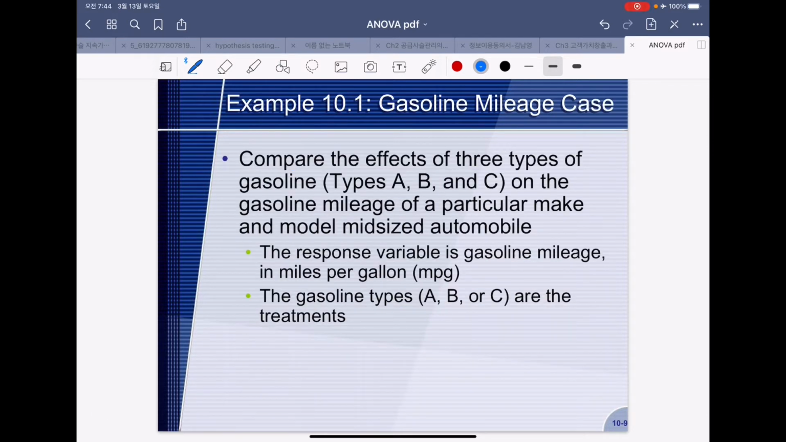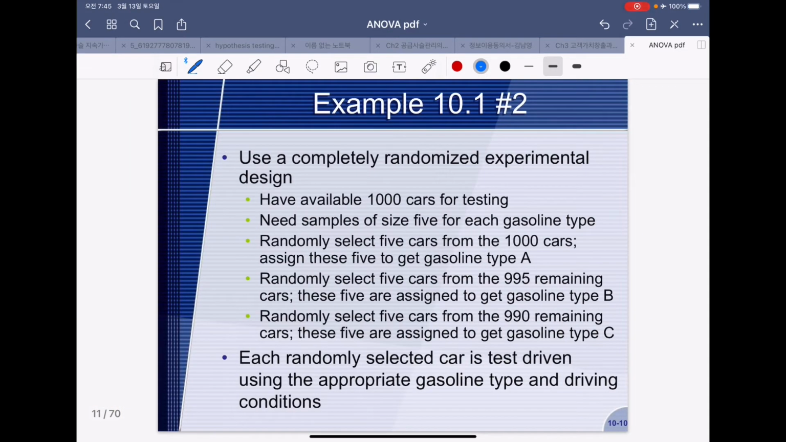So let's do an example here. This is about gasoline mileage. There are 3 types of gasoline, and you want to know whether there is a difference among these 3 types of gasoline in terms of mileage. So you decide to conduct an experiment. In this case, the gasoline types A, B, C are the treatments. Now, what you want to do is randomly select 5 cars for each treatment.